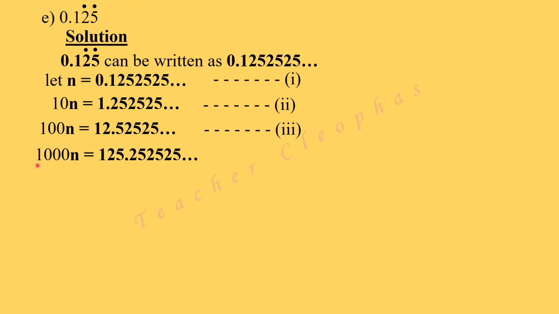This gives us 1000n equals 125.252525..., and we name this as our fourth equation. If we look at the four equations, now there is a pair that can give us a whole number with the decimal part eliminated. And what is this pair? This is actually the second and the fourth. If you look at this, you will realize that the decimal part is the same as this decimal part, meaning that if we subtract, that decimal will be eliminated.